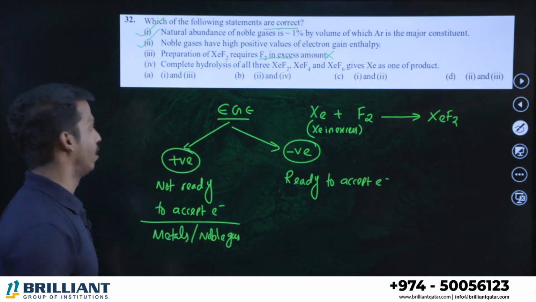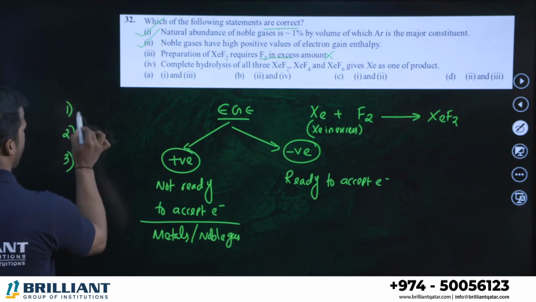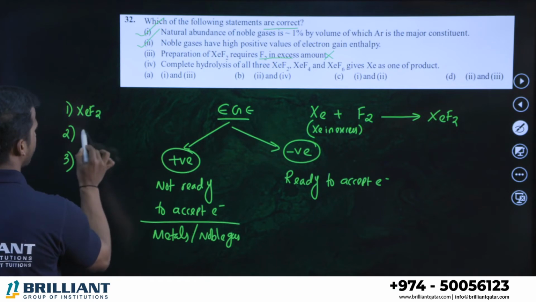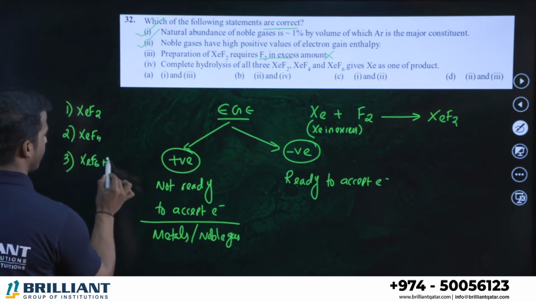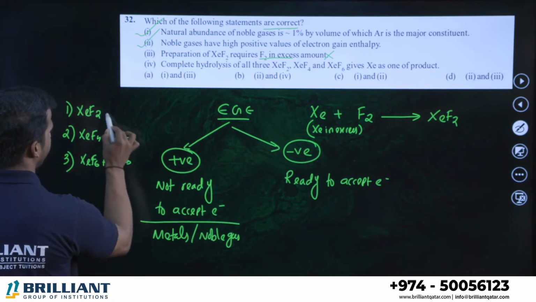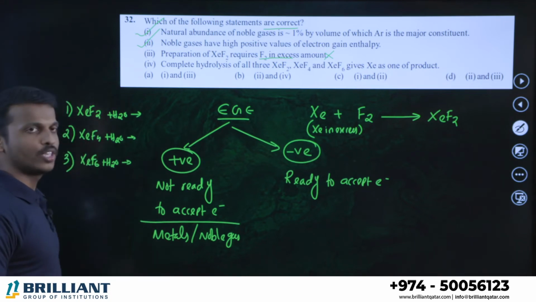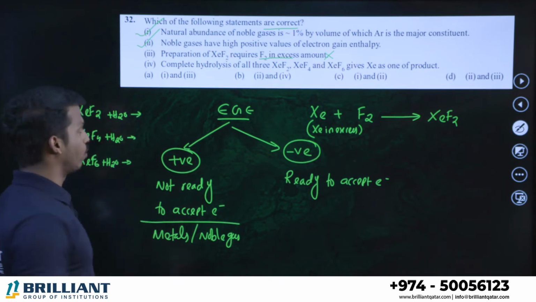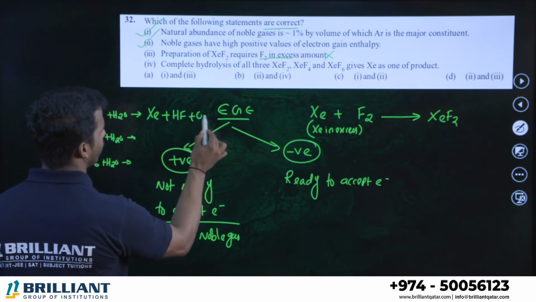Complete hydrolysis of all three, XeF2, XeF4, XeF6, gives Xe as one of the products. I think no. Let's see. You studied the complete hydrolysis of the compounds XeF2, XeF4, XeF6. Complete hydrolysis means reacting with water, right? Can you tell me, dear student? XeF2 on hydrolysis will give you three products. What are they? Xe, HF and O2.